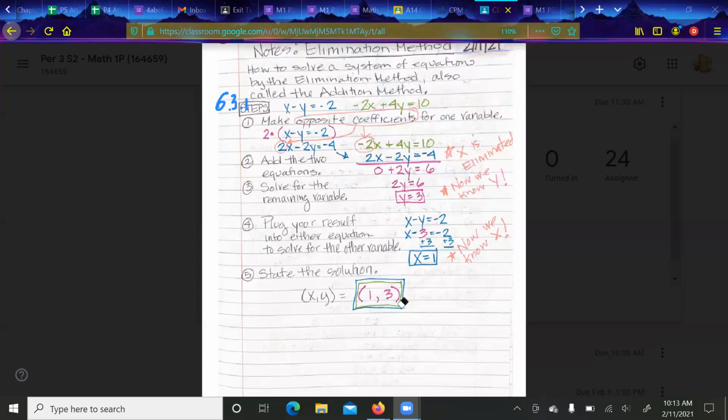We can check this solution by plugging them into both of these equations. And (1, 3) will work in this equation and this equation. All right, so you can finish copying this down.